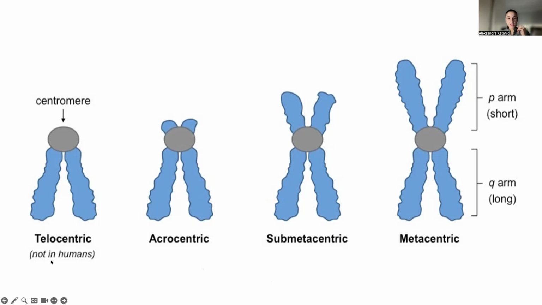And then in other species, you can see a telocentric chromosome where the centromere is at the very tip. There's essentially no P arm at all. But the asymmetry in chromosomes is actually useful for chromosome identification in karyotyping. So when we investigate them.